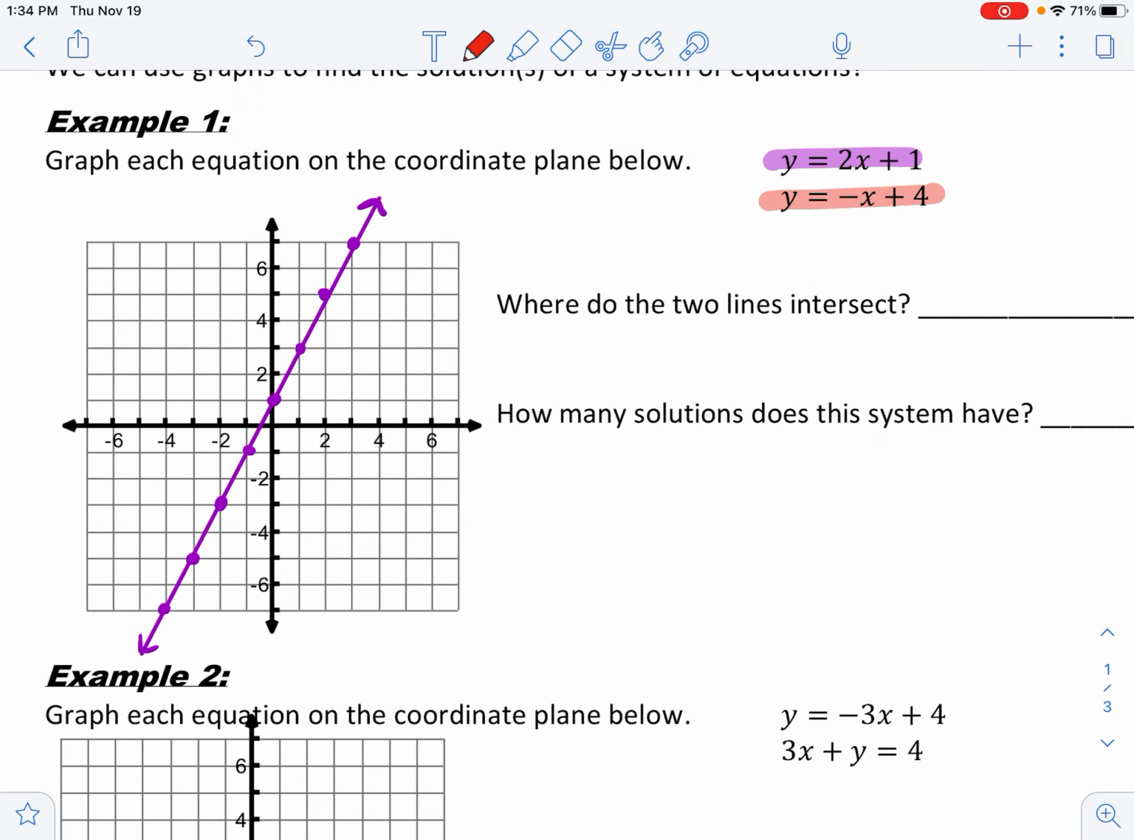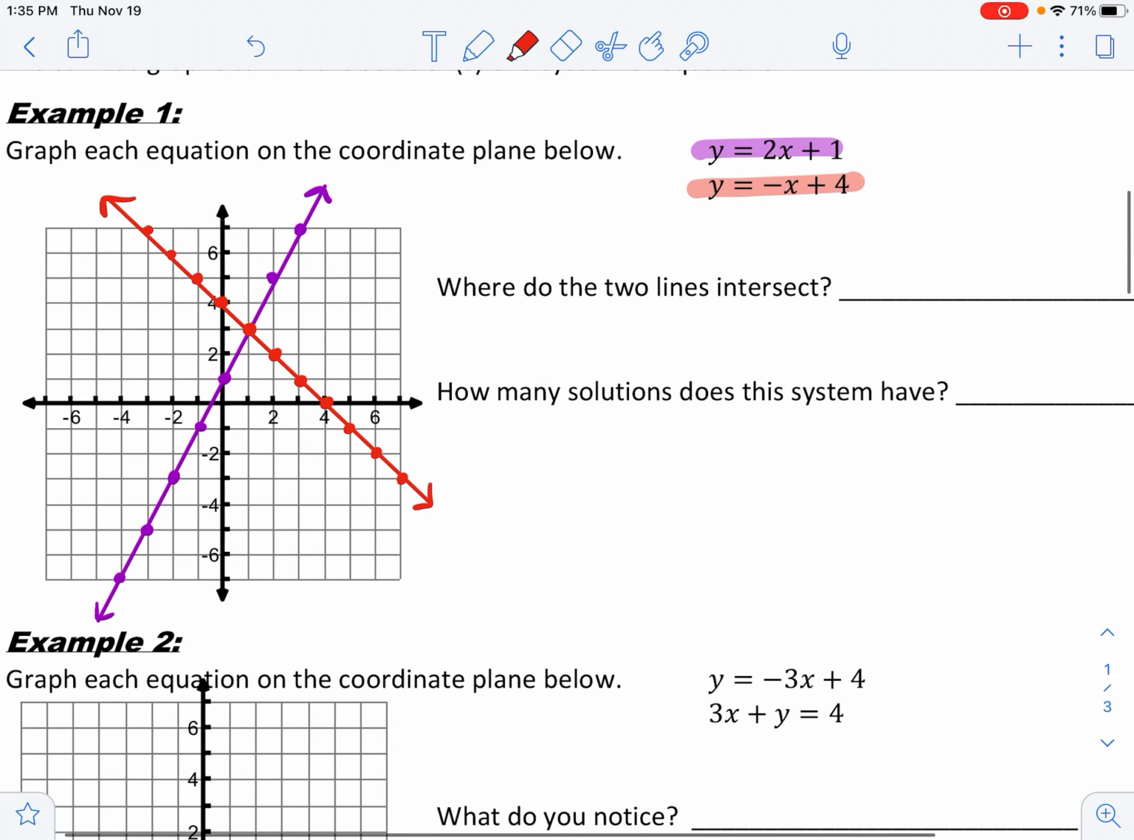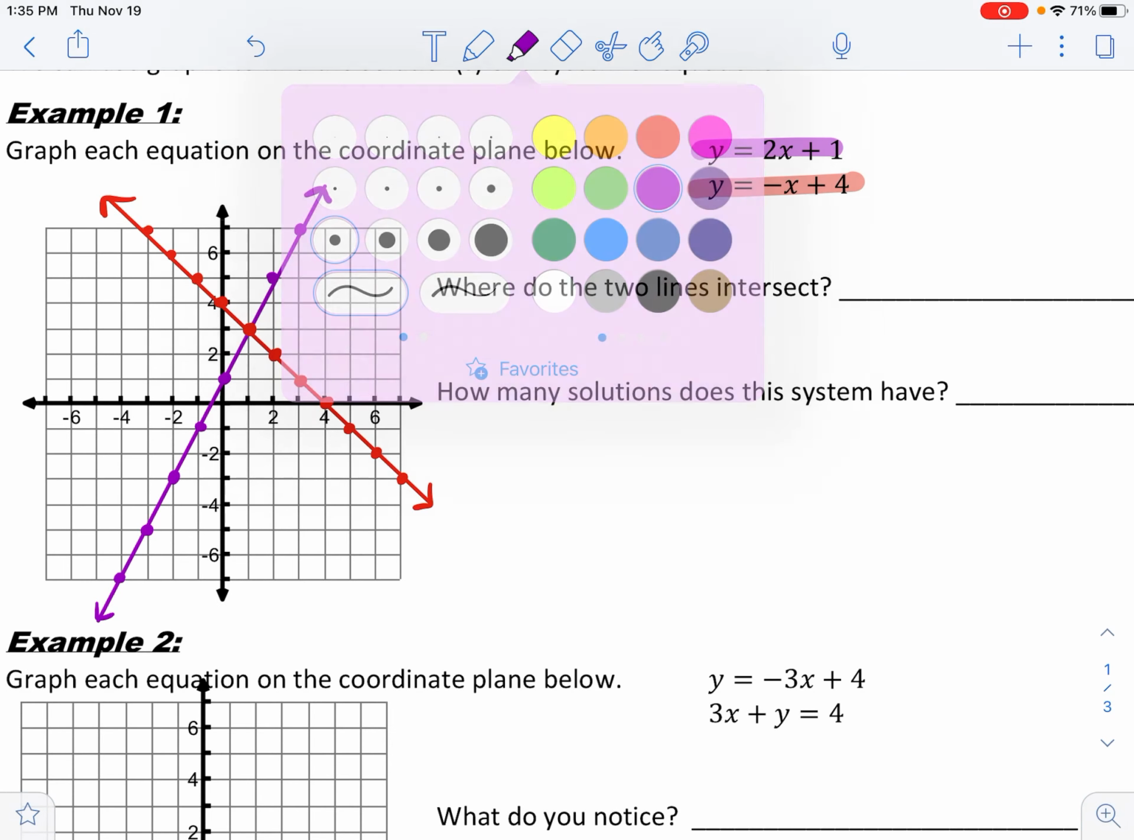All right, now I'm going to go ahead and graph my second line, y equals negative x plus 4. I have a y-intercept of 4 and a slope of negative 1. So I'm going to go down 1, right 1, down 1, right 1. Once again, I like to get in the habit of making all of my points. I know I can see my solution already, but I have to get into a habit, so I'm not going to quit on the first problem.